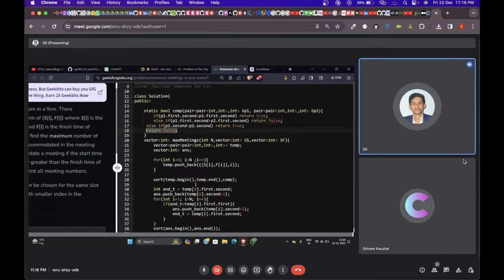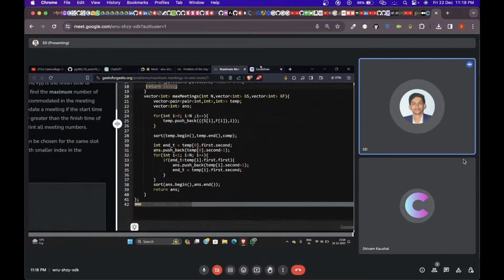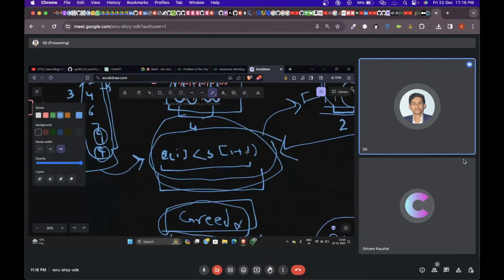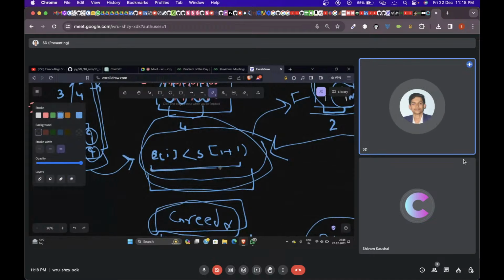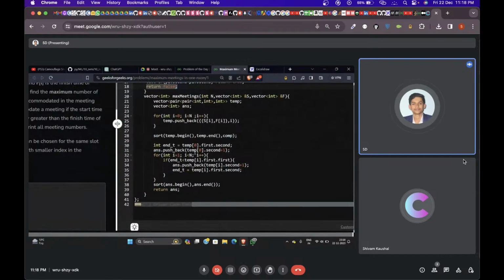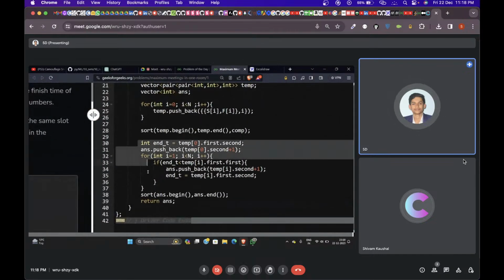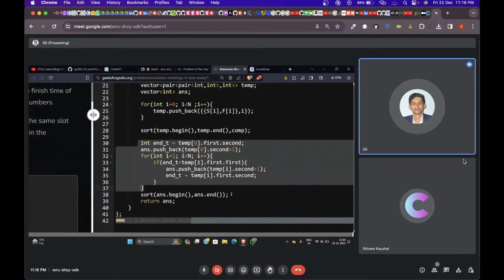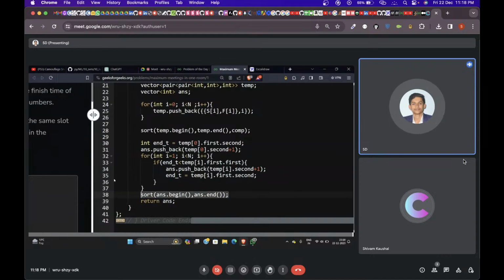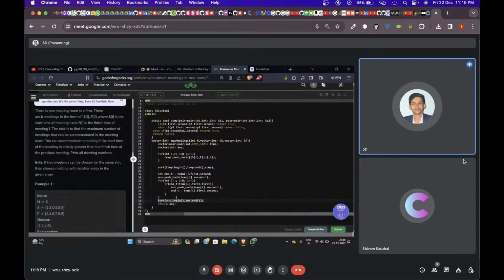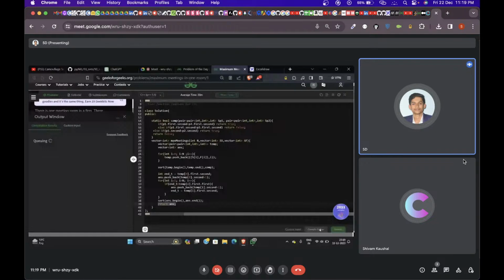Then after that, the next thing we are doing is applying this logic, that the ending time of the current one should be smaller than the starting time of the next one. That is what we are doing in this for loop. And after we have got the answer, we simply sort it, because that is what the GFG compiler is asking us to do, and then return the answer for this question.